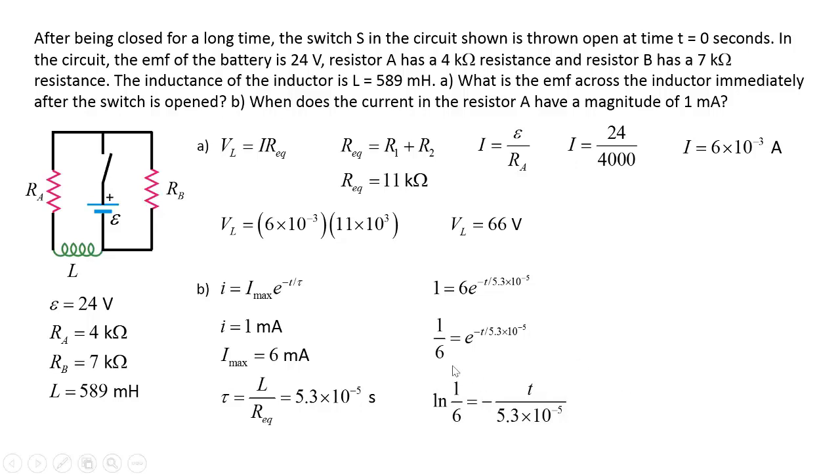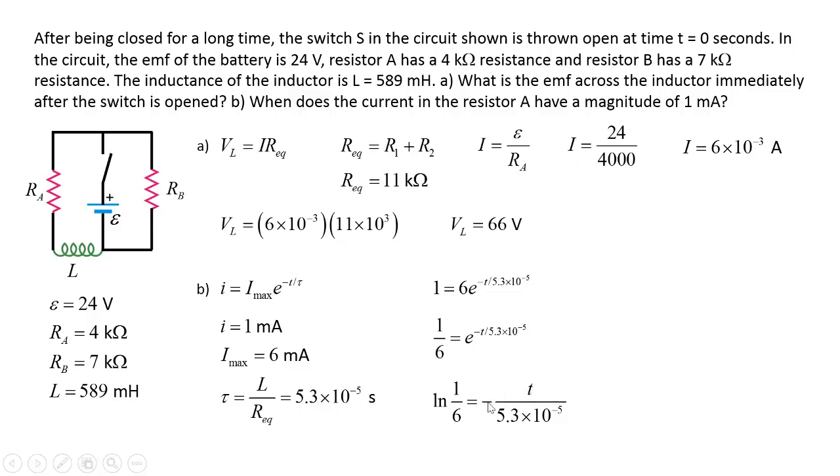And that gives you on the left side natural log of 1 over 6 equals a natural log of e to a power is nothing else than the power itself. Don't forget the minus sign though, because that is very important. Remember, your answer for time has to be a positive value.